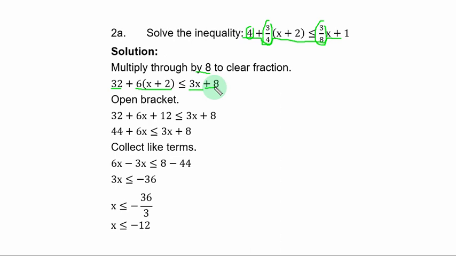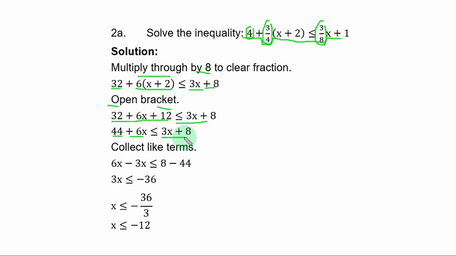So you open this bracket with 6, and you have 32 plus 6s plus 12 less than or equal to 3s plus 8. You can add the like terms on the left hand side, where you have 32 plus 12, that is 44, plus 6s less than or equal to 3s plus 8.